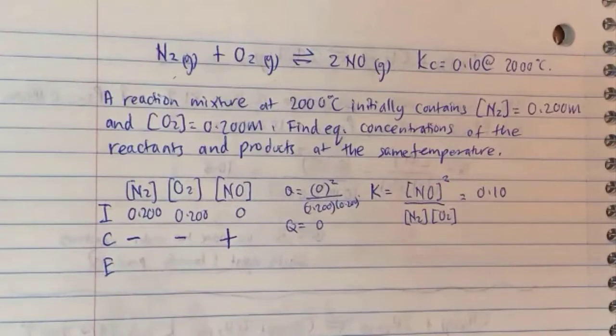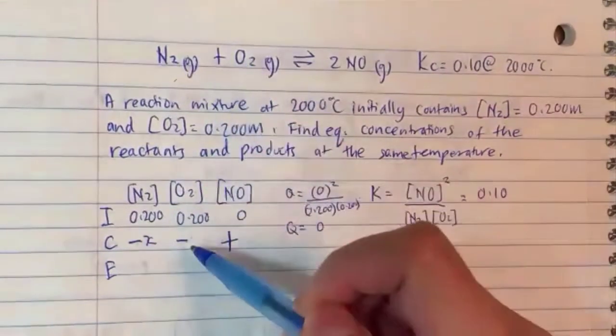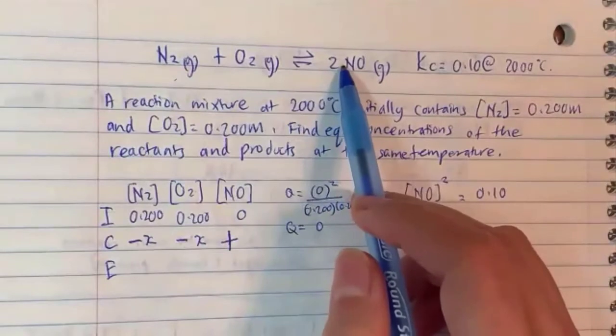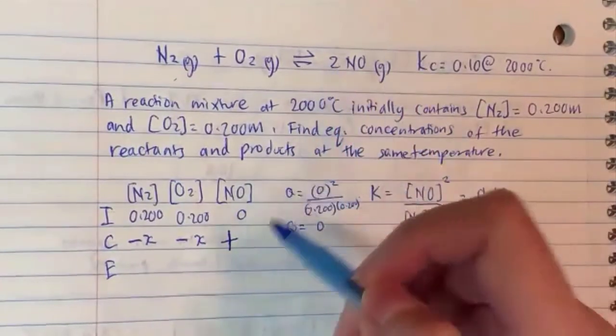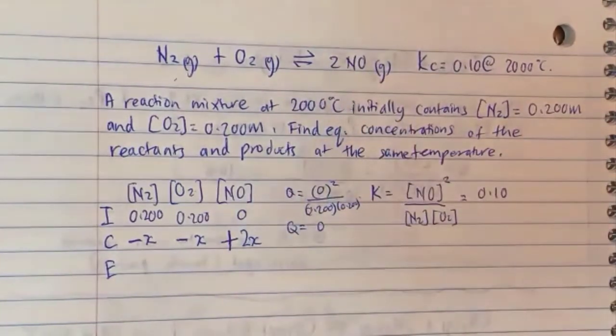Okay? So how many x's will it change by? This is one coefficient, so it's 1x, agreed? This is another one coefficient, it's going to go down by 1x. How much is this going to go up by? It's going to be 2x because of the coefficient here.